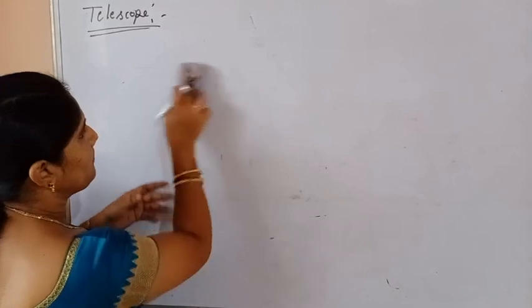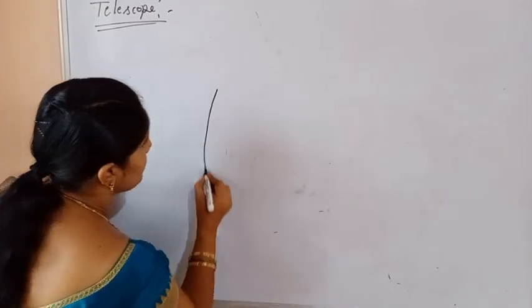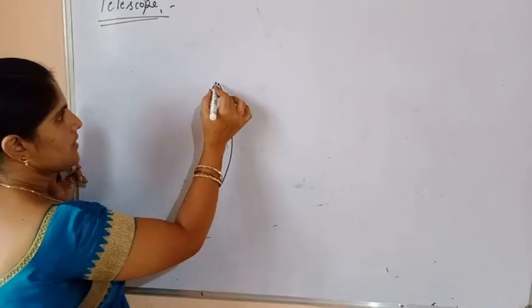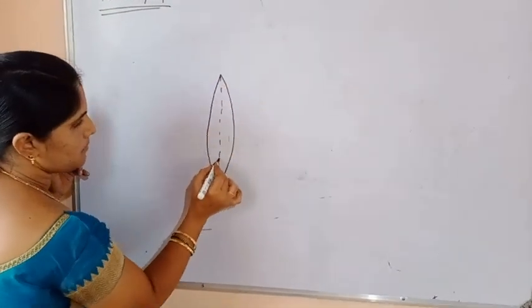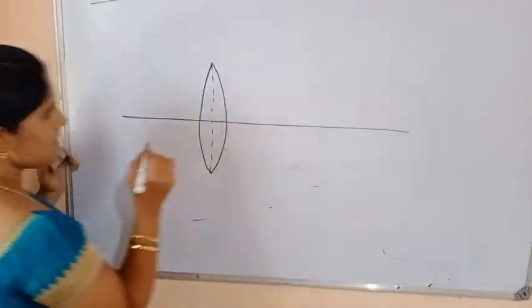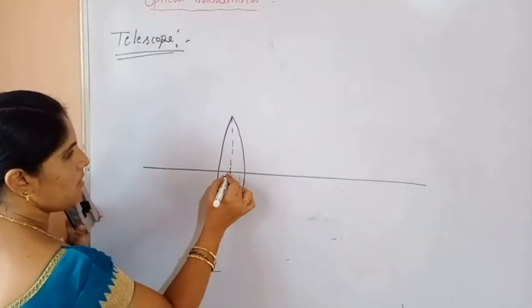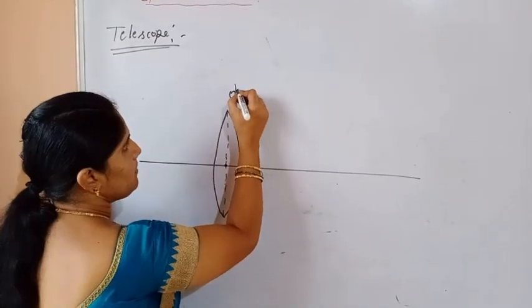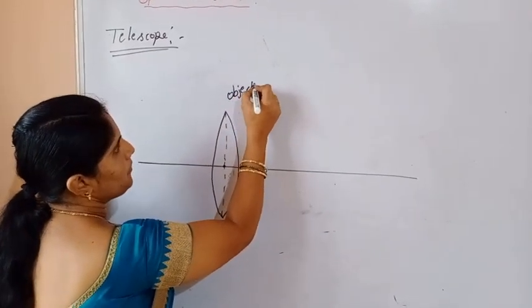One second. Draw a convex lens here. This is the convex lens. This is the center portion. Let's draw the principal axis. Okay, so this is the optical center of the convex lens. So this convex lens is known as objective.